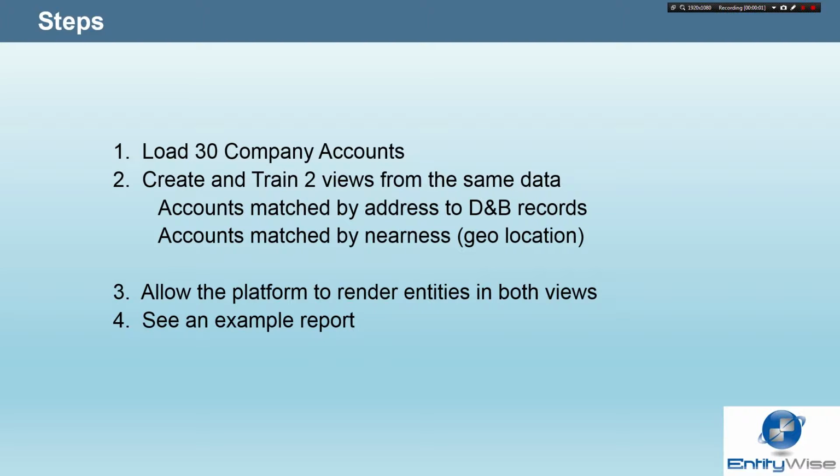The demo consists of 4 steps. Step number 1 is to load 30 company accounts into the Cerno platform. The second step is to create and train 2 views of the same data. The first view is accounts matched by address, and the second view is accounts matched by nearness. I'll explain more in a minute. Step number 3 is to allow the platform to render the entity's views, and step number 4 is to see an example of the report.